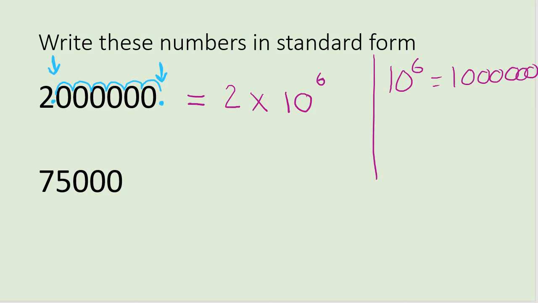Okay, and the next one, again, we need to have a number between 1 and 10. So it's tempting here to write 75, but 75 is way bigger than 10. So we're going to write 7.5 times 10 to the something. Now let's see what that is. So our decimal point was originally here at the end of the whole number, and now we've put it here because we've written 7.5. We haven't put it after the 5, we put it after the 7.